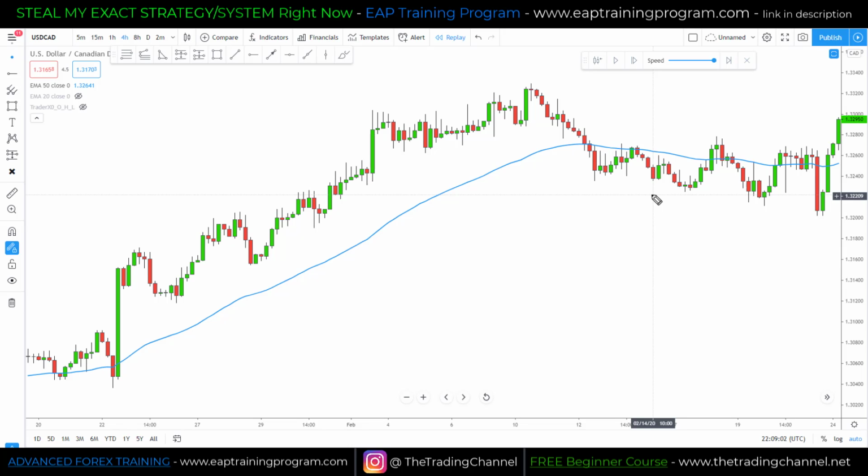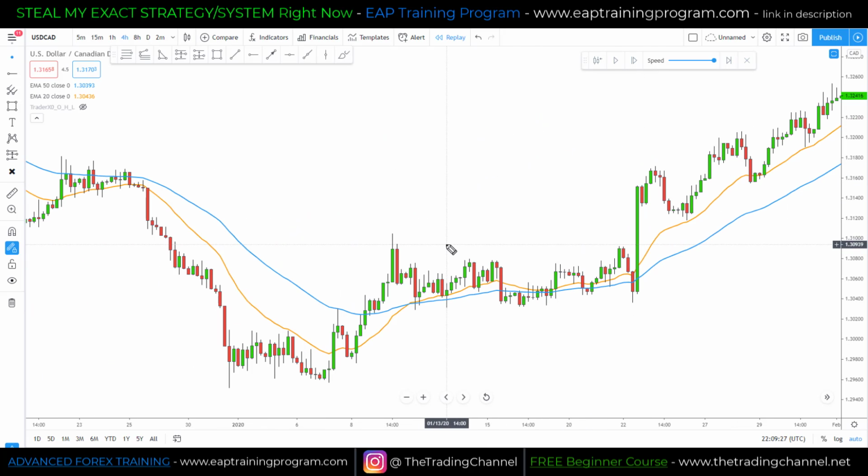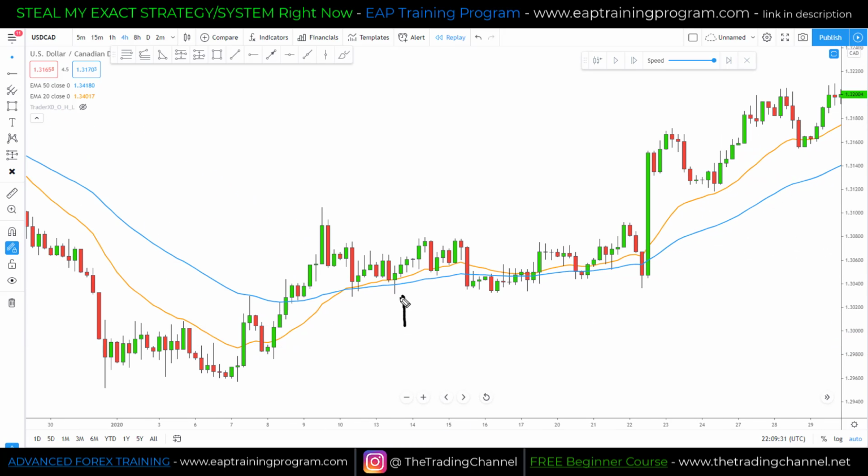I promise this is one of the best ways I've ever found to identify trend in a market objectively and with pretty good accuracy. Now, for complete beginners, another way you can use moving averages to accurately identify the trend of a market is just by using a fast and slow moving average. So what you see on the screen is a 50 EMA, blue line, and a 20 EMA, orange line.